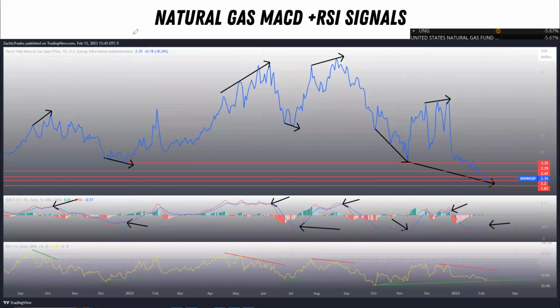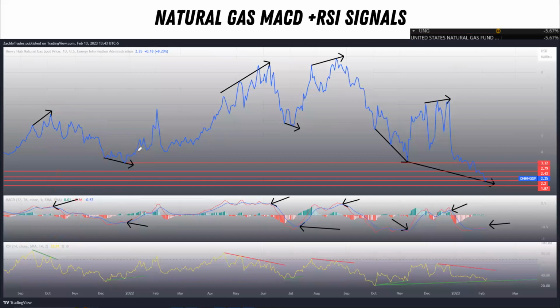Now, here we also have the MACD and RSI signals, and there have been many, many divergences throughout the price history of natural gas. If you take a look over here, making higher highs, then we're making lower highs on the relative strength index, combined with a bearish crossover on the MACD. Two things giving us a reason to possibly take it short or close a long position.